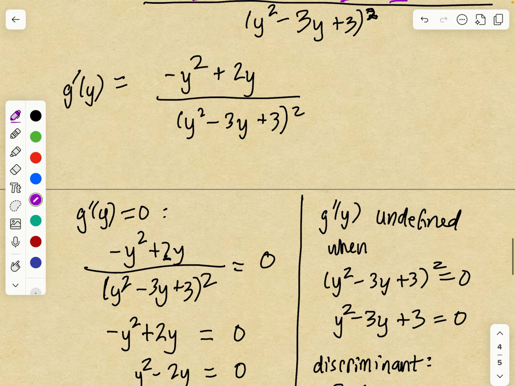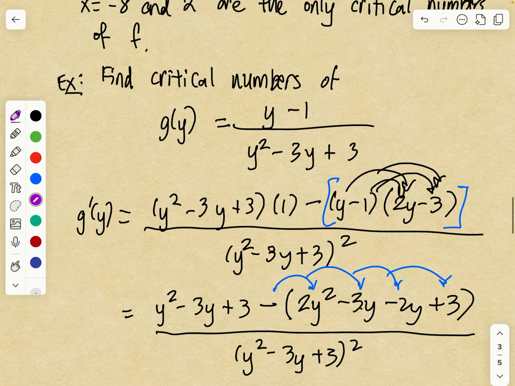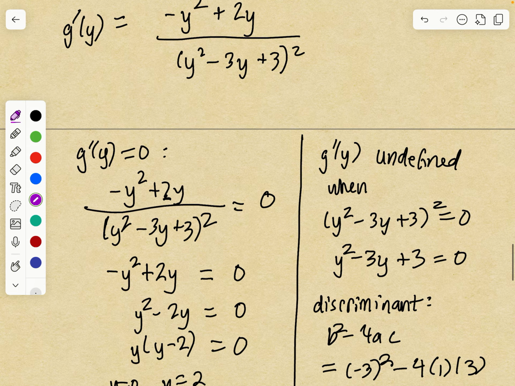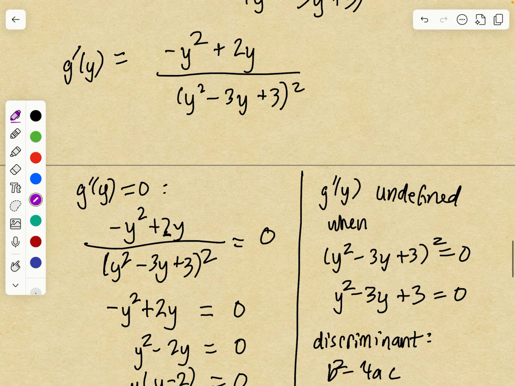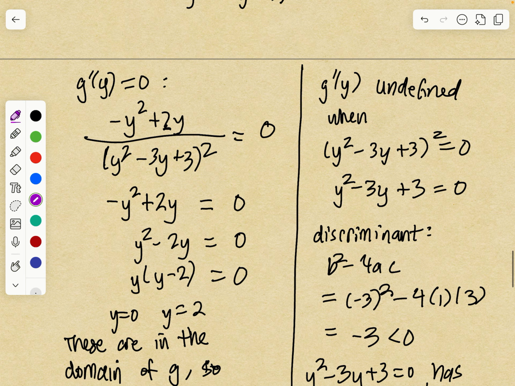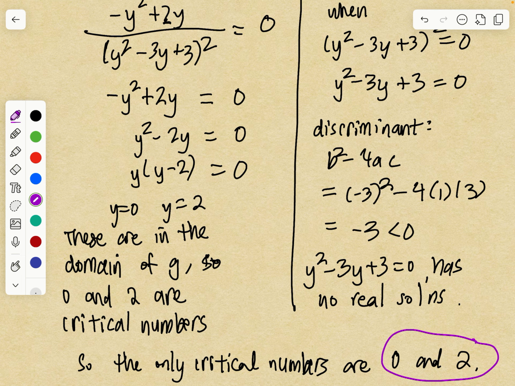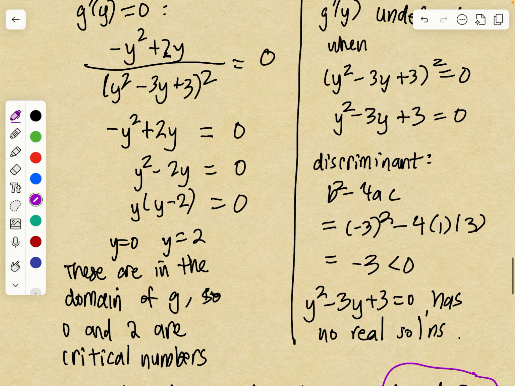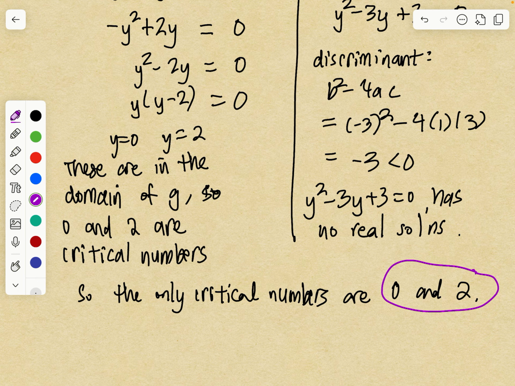So let's just summarize what we did, just to make sure we understand the general concept. This was a kind of long question, but the idea was, once you have this g, we first find what g prime of y is. Then we set it equal to 0 and solve for y, and then check that those are in the domain of the function. If they weren't in the domain of the function, we would throw those numbers out. Those wouldn't be critical numbers. Then we see where g prime is undefined, and in this case, it was when the denominator is equal to 0. And in this case, the denominator is actually never equal to 0 because the discriminant was negative.